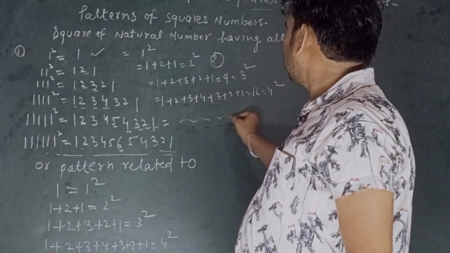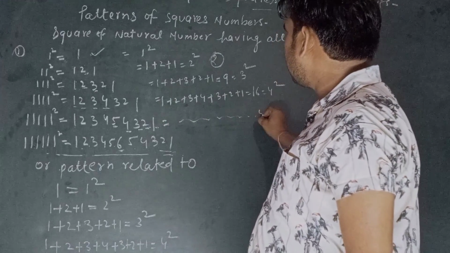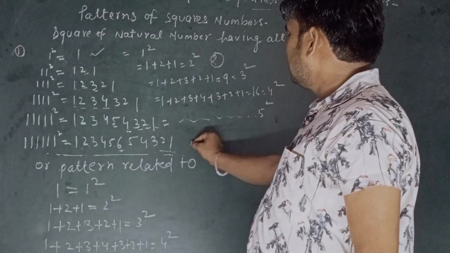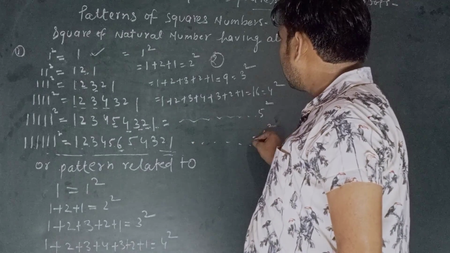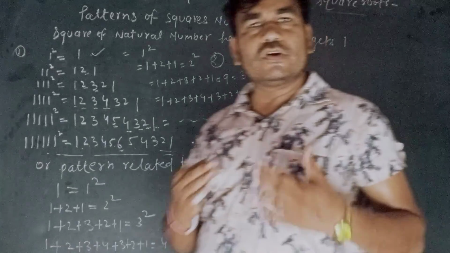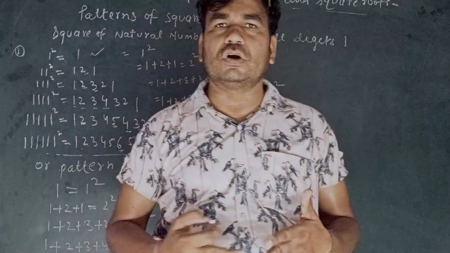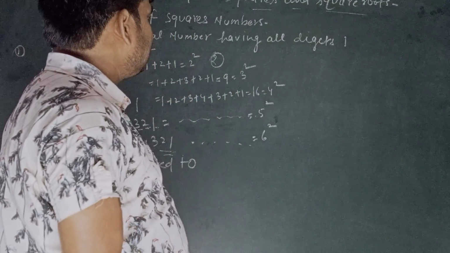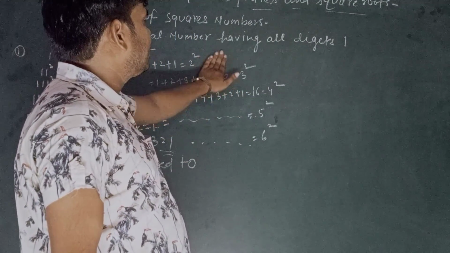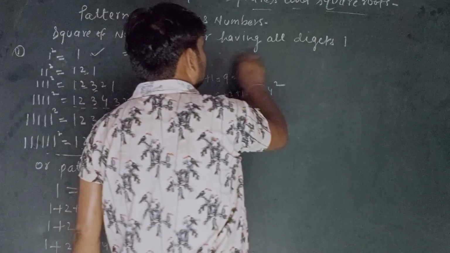Moving forward, we find 5 square, and moving forward we find 6 square. So this is another interesting pattern you got from here, students. So this is the first and second. After that we take another pattern like this.